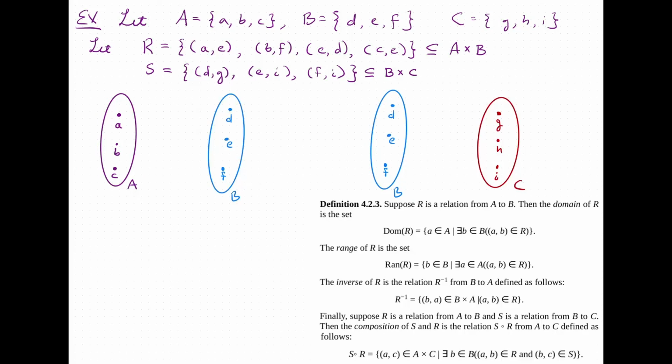So for the relation R, what we want to do is interpret the first entry of each ordered pair as the input, and the second entry as the output. And so we have A comma E, and we're going to interpret that input A as going to output E, and so we have an arrow. Similarly, we have B comma F, and so we have an arrow going from B to F. And we have an arrow going from C to D. And lastly, we have an arrow going from C to E.